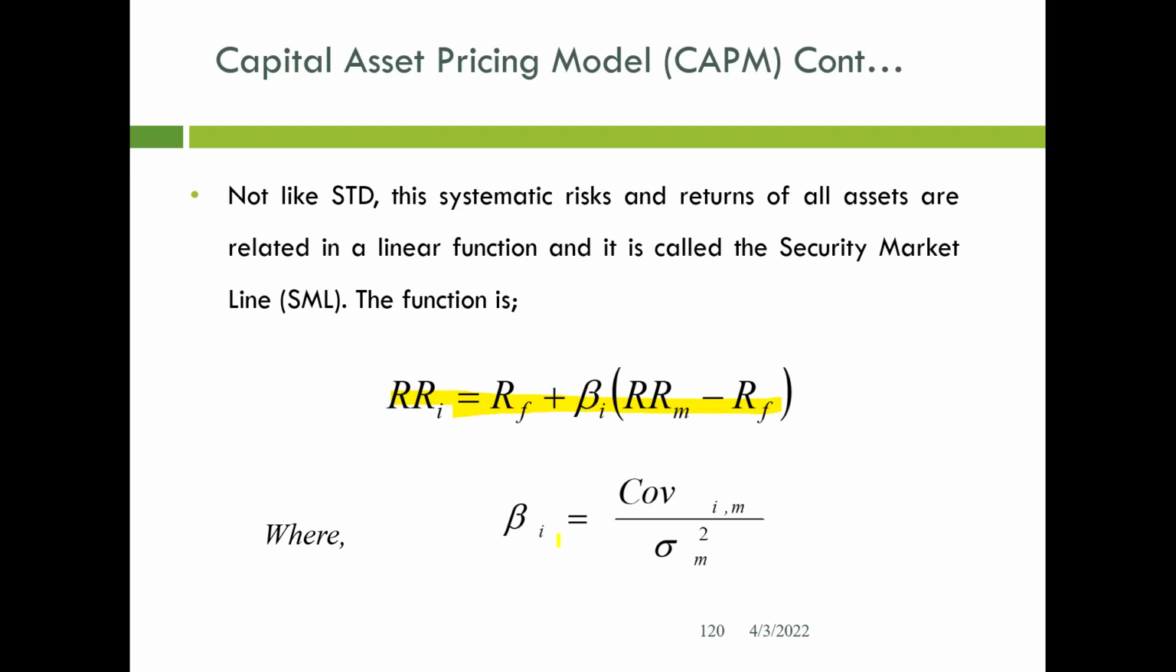So beta, how do we measure the beta? Beta is the covariance of stock i with the market portfolio divided by the variance of the market portfolio.